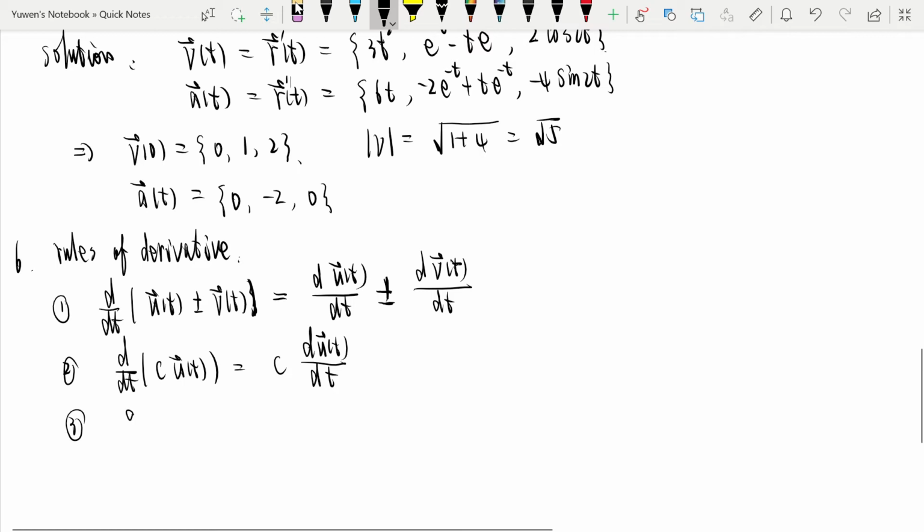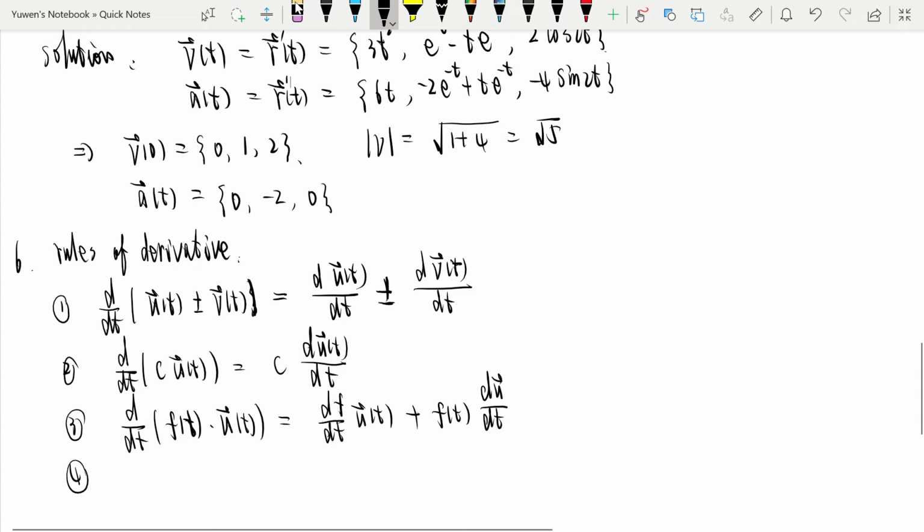But if there's a scalar function times a vector valued function, actually that's the same as the product rule: df/dt times u(t) plus f(t) times du/dt.